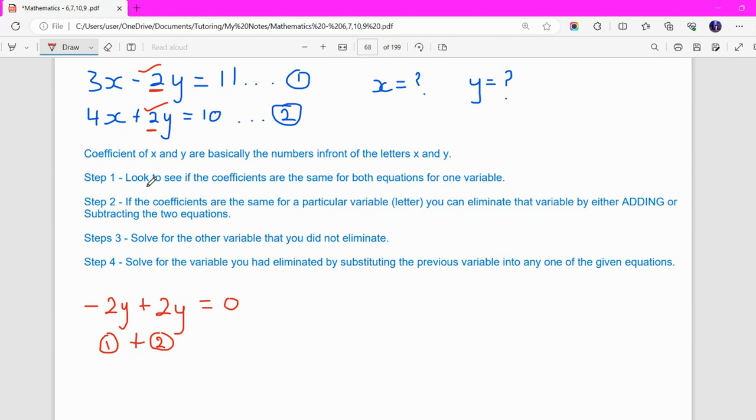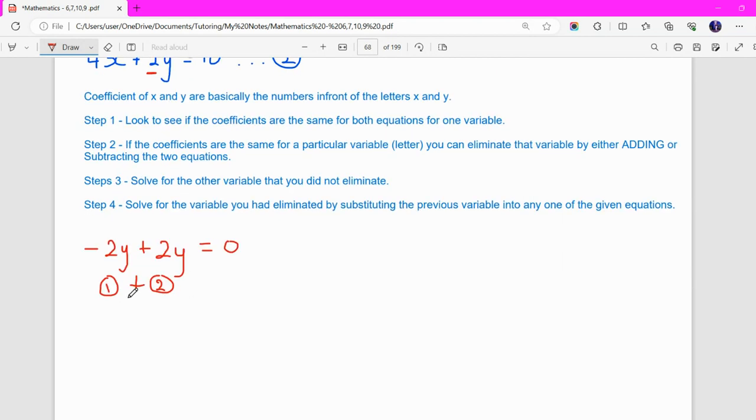So we established that we can add the two equations to eliminate y. Right, so we did the first step: look to see if the coefficients are the same for both equations for one variable. The one variable in this case is y. The coefficient is the same. Step 2: if the coefficients are the same for a particular variable or letter, in this case y, you can eliminate that variable by either adding or subtracting the two equations. In this case, we will be adding the two equations. So let's add the two equations and get rid of y.